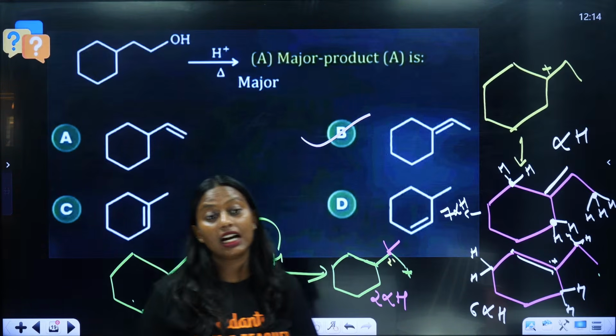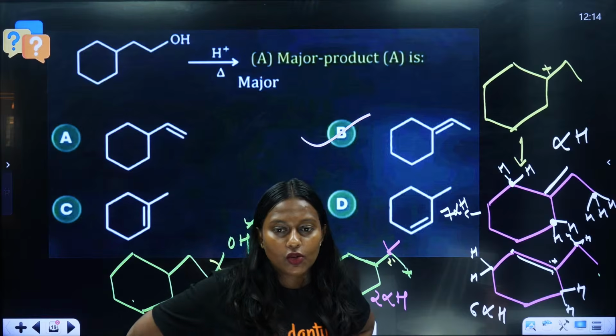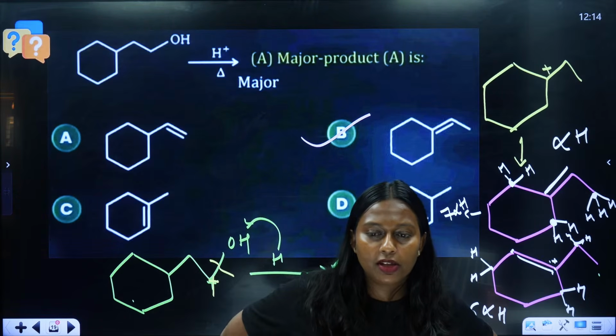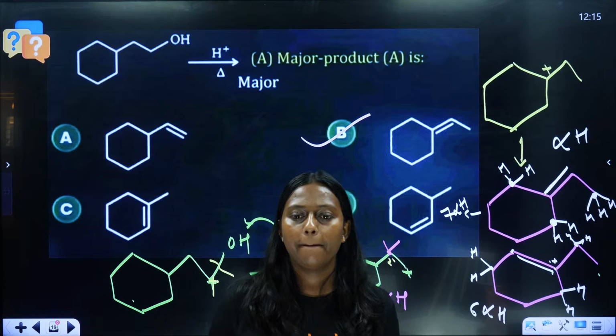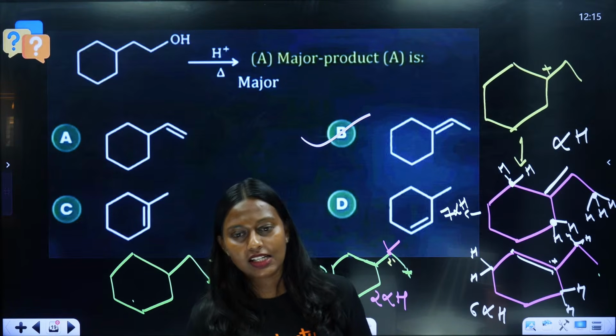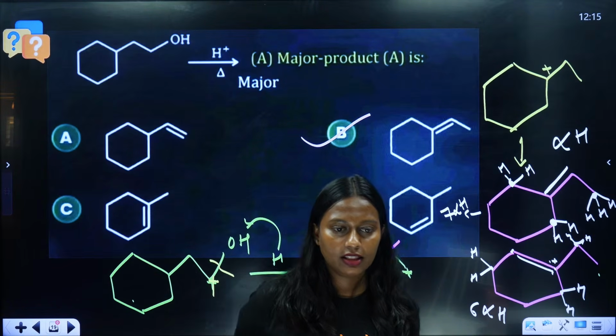Is it clear guys? Is it clear or not? So it is an alpha hydrogen game. Who's getting more alpha hydrogen? That is more stable. That will win.